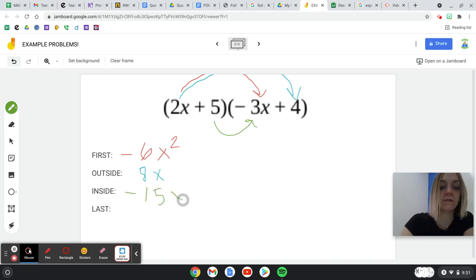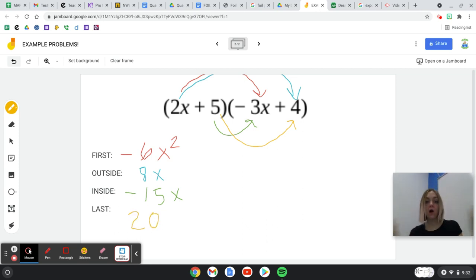And then my very last thing to do is multiply the last terms in the parentheses. So 5 is one last term, and 4 is the other last term. So we're looking at each parentheses, which one comes second. I know 5 times 4 is just 20. Okay, so I've got all of my pieces. Now I just need to put them together.